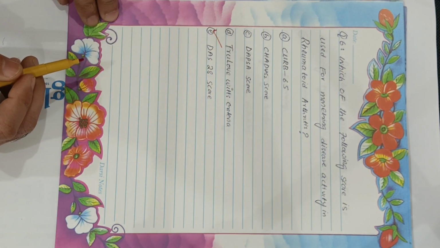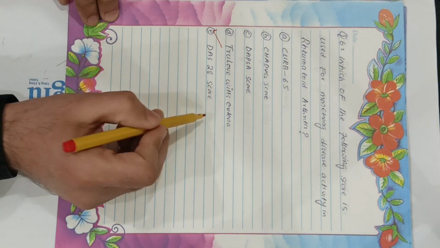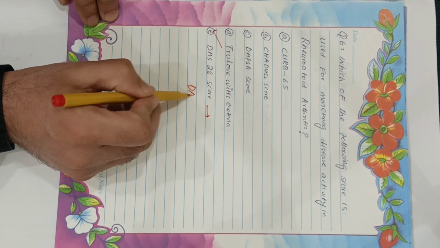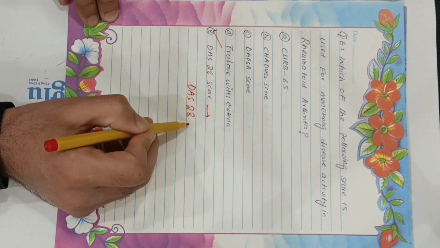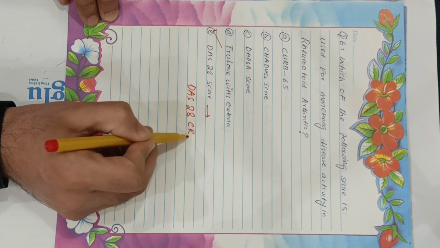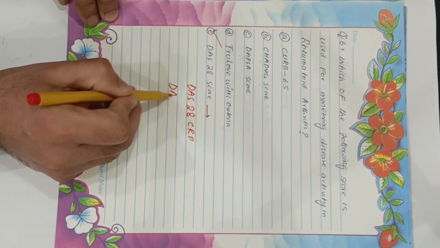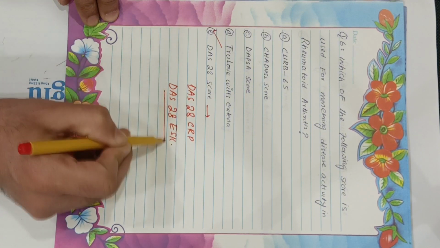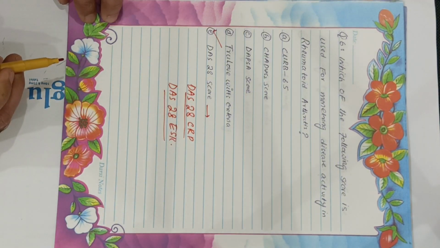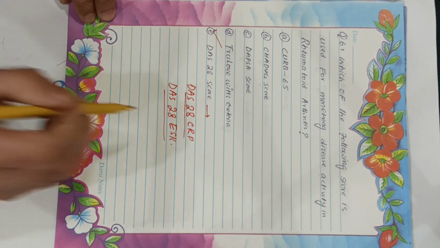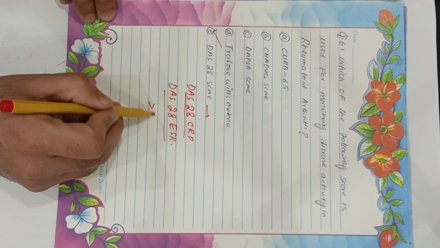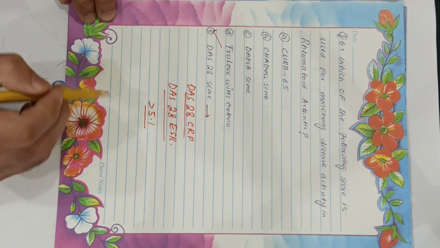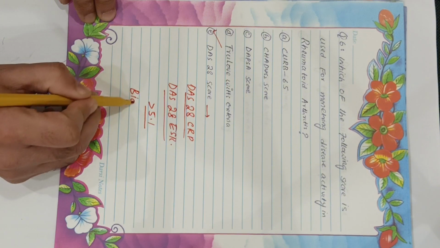Disease activity score 28 is used for rheumatoid arthritis. Disease activity score 28 CRP and disease activity score 28 ESR, these scores are used for rheumatoid arthritis. If the score is more than 5.1, this is an indication for biological DMARDs.